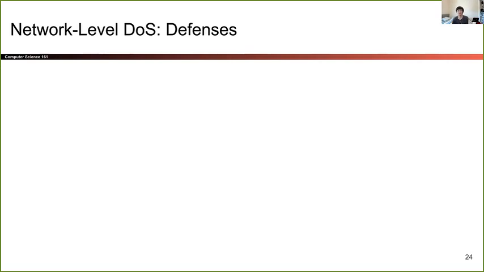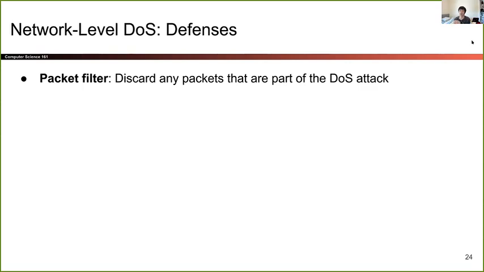Let's talk about how we defend against these. The main thing that we'll talk about is something called a packet filter, which is also going to come up a lot very shortly in the firewall section. But the general idea is, all right, we're receiving a bunch of packets that are coming from the attacker, and they're overwhelming our bandwidth. So let's just discard any packet that's part of a DoS attack. Okay, sounds easy in theory, but how do we actually do that?